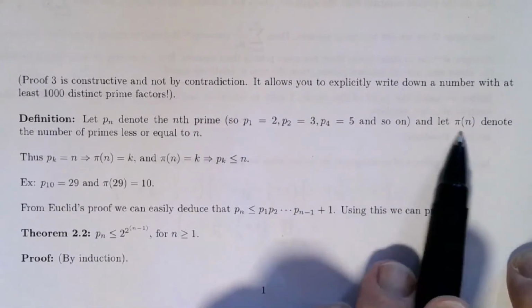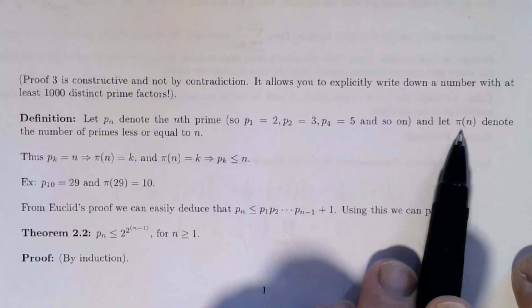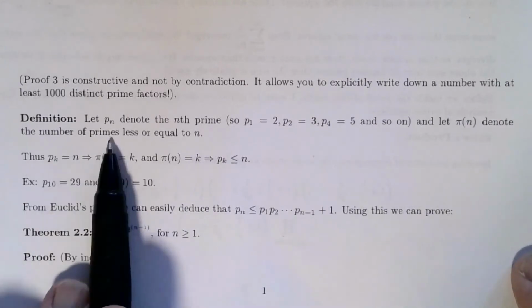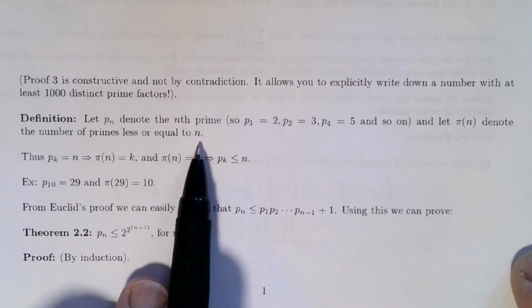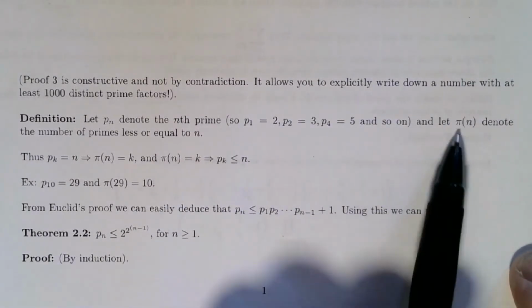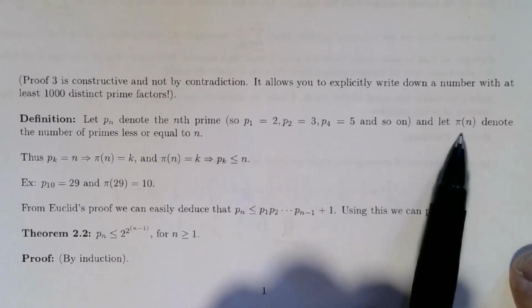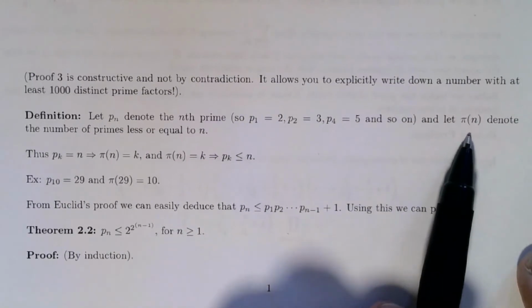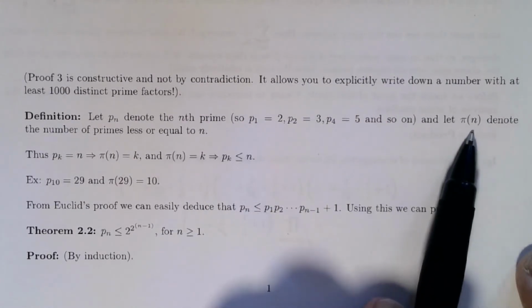And I'm going to let pi of n, this is a function we're going to study in great detail later, denote the number of primes less or equal to n. And trying to understand this function and its asymptotics was a major problem in number theory, which was partially solved when we got the prime number theorem itself, which we'll have a look at in a much later chapter.